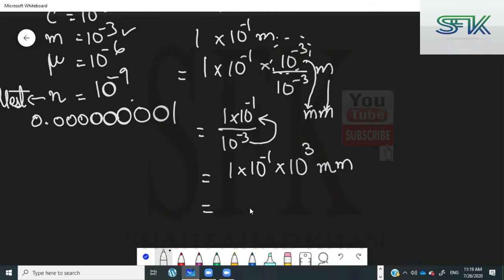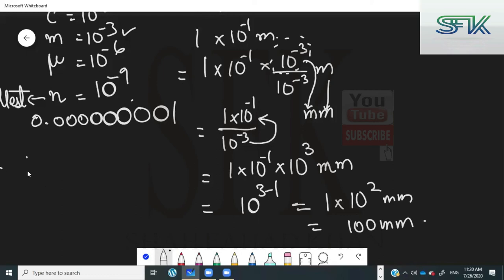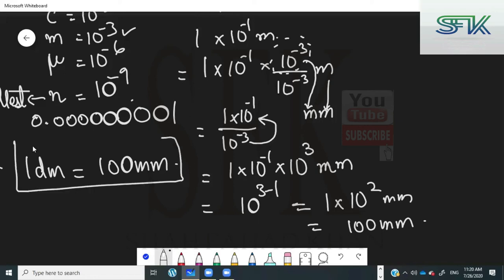After doing this, just apply your simple math. It's going to be 3 minus 1, right? You just add it up. It becomes 1 multiplied by 10 raised to the power of 2 millimeters. That's actually 100 millimeters. All right? 1 decimeter is equal to 100 millimeters. Let's try another example.